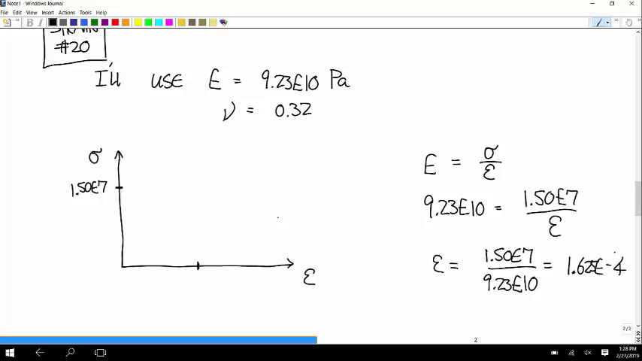I know this is very clear in your head what you're talking about, but don't say e to the whatever, because people take that as the number e to that power. So just call it 1.625 e negative 4 or times 10 to the minus 4. So the point where the linear elastic region ends is there. The linear elastic region always goes through 0 stress, 0 strain. So that's the linear elastic region.